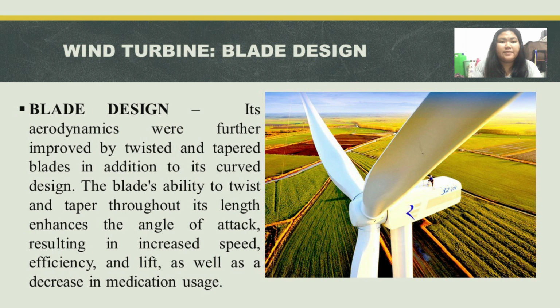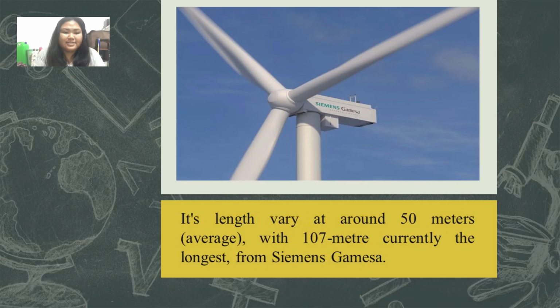To produce an amount of power, wind turbines generally need to be large and tall. It is shaped to generate maximum power from the wind at minimum cost. Its lengths vary around 50 meters, with 123 meters currently the longest.